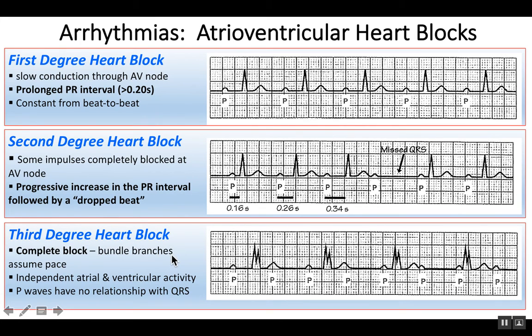The third can be fairly complicated, and what happens is the atrial contractions and the ventricular contractions are independent. They don't have anything to do with one another because there's just a complete block in between them. So there's no relationship between the P and the QRS.